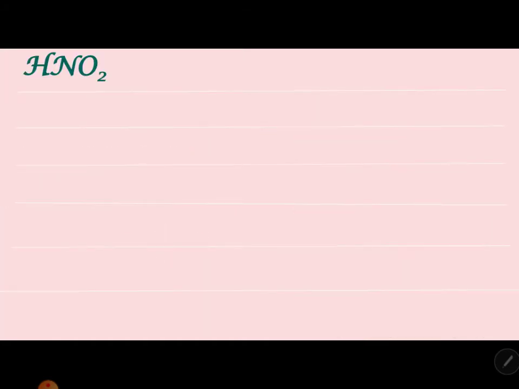First write this formula of nitrous acid with space like this so that we can easily do calculations below it. Now write the oxidation number or oxidation state of each element. Oxidation number of hydrogen is +1. Oxidation number of nitrogen is unknown. We will write X here. Oxidation number of oxygen is -2.